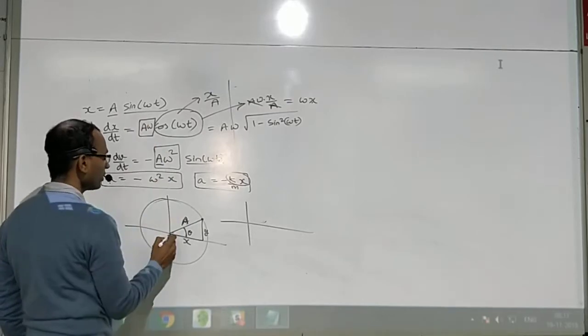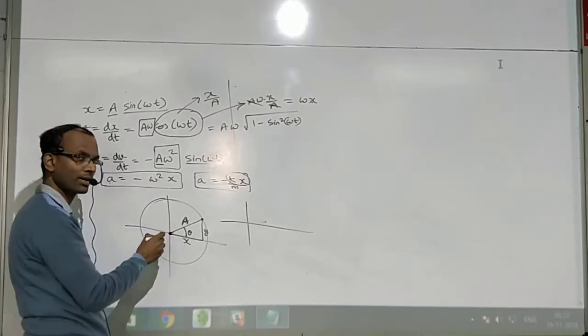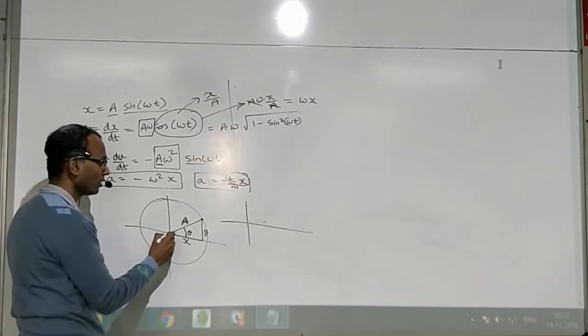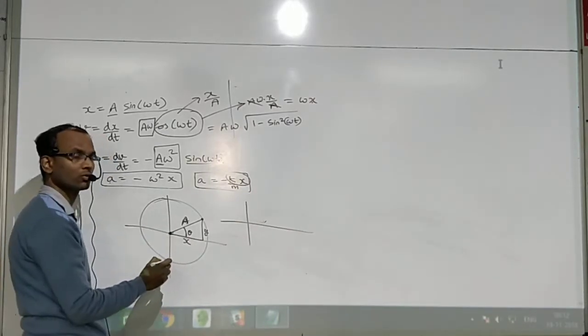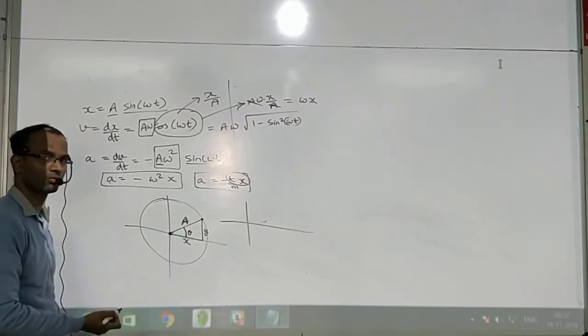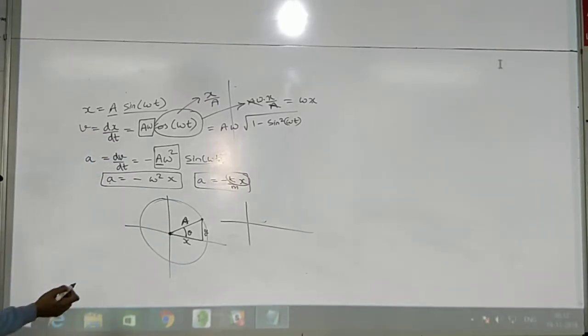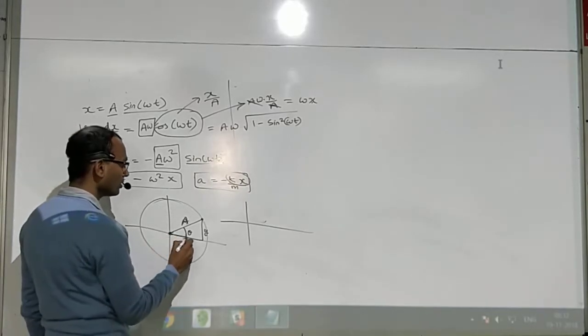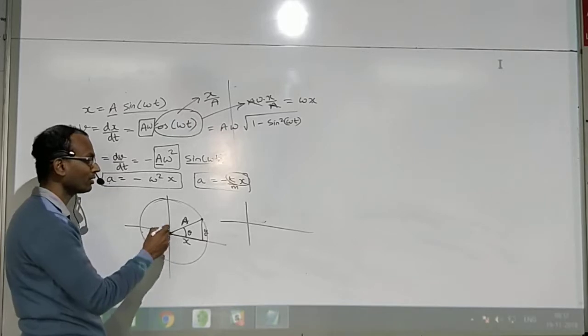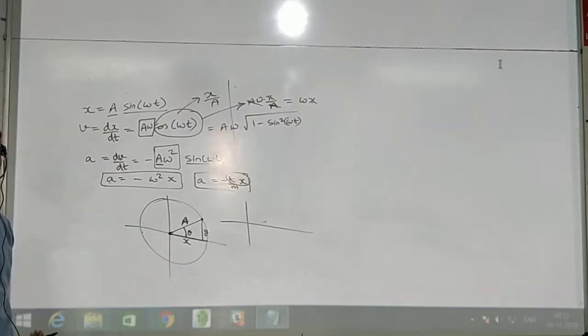What this means is we are describing the motion of an object which started from the equilibrium position with some velocity in the rightward direction. So at t equal to 0, its position was 0. x was 0. So now, as the x changes in value from 0 to a and to minus a, how does the velocity change is the question. Okay? So what do we get?